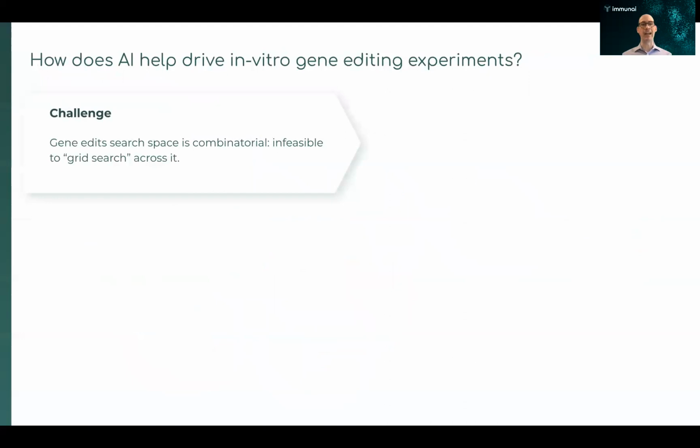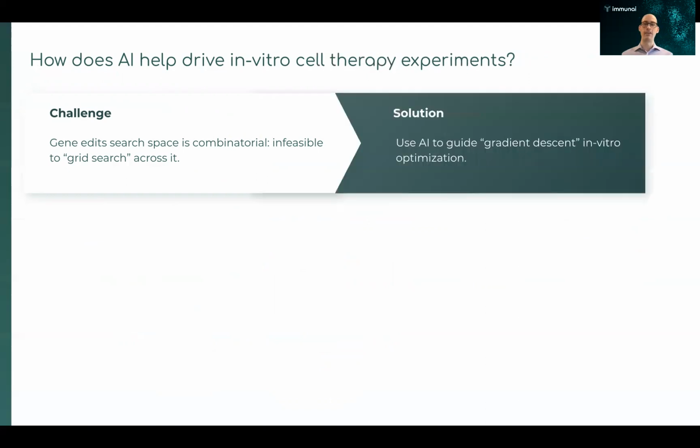So at a higher level, how does artificial intelligence help drive these in vitro gene editing experiments, right? Because the problem is that the gene edit search space is combinatorial, right? So there are maybe 15,000 genes and we can edit one gene or two or three and we can upregulate them or downregulate them. So you can't just naively grid search across it, right? And the solution that we have at Immunai is to use AI to guide a sort of conceptual gradient descent of our in vitro optimization.